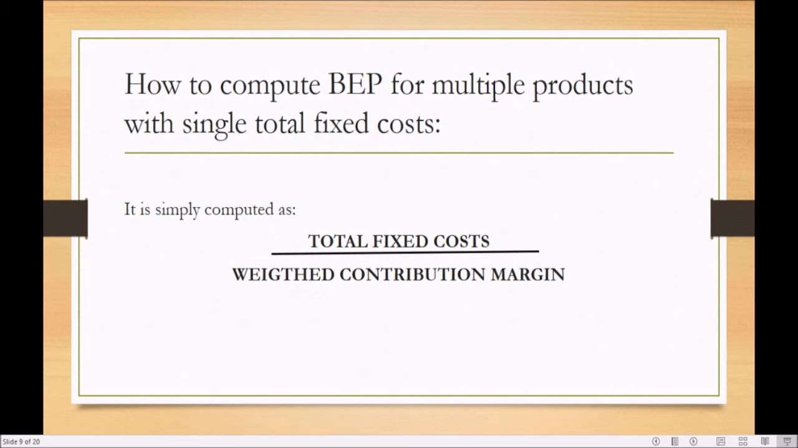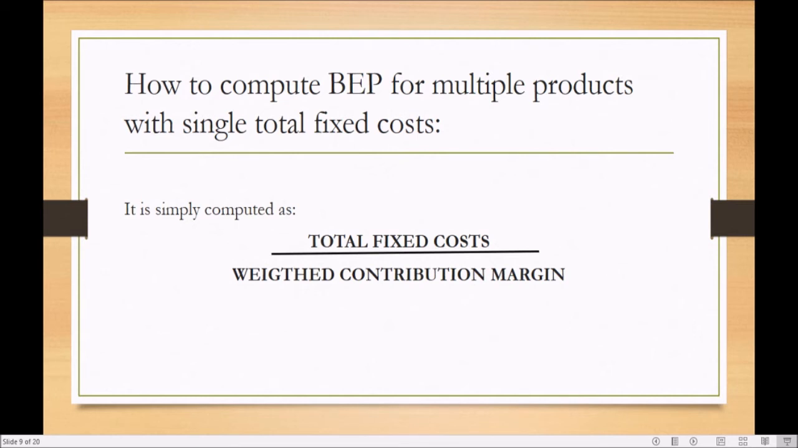Well, it is still the same. That is still fixed cost over contribution margin. But the difference now is that we need to determine the weighted contribution margin. Okay? Weighted. Why do we weight? Take note, because there are ratios and proportions for each product. Ratio and proportion. Anyway, I will discuss it clearly later on because I prepared an illustrative example related to this topic.